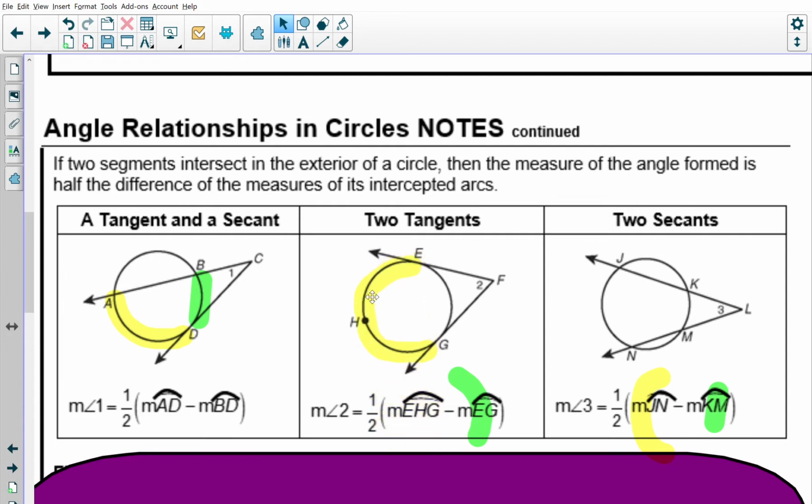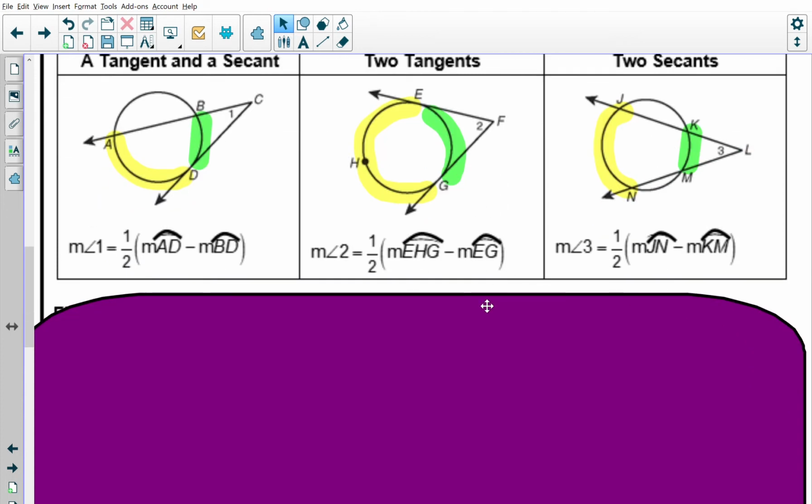Two tangents. Big arc minus the small arc, cut it in half. And keeping along that same fashion, big arc, small arc. Subtract them, cut it in half. So it's the same process you can remember for all three.